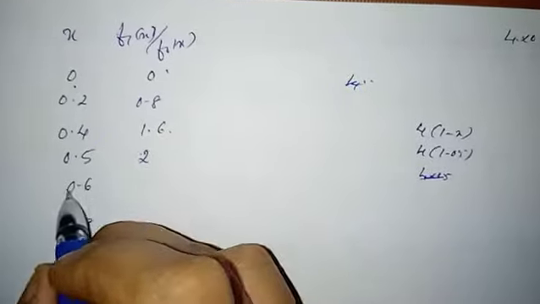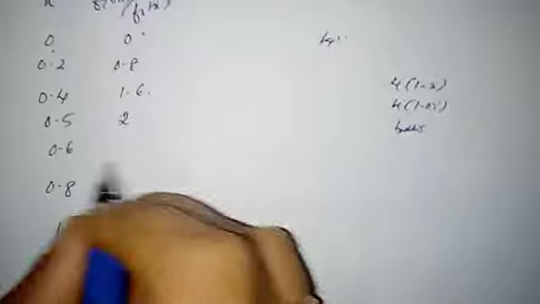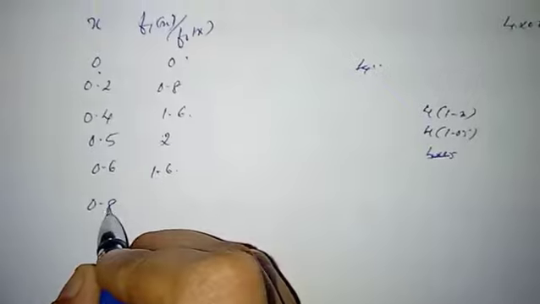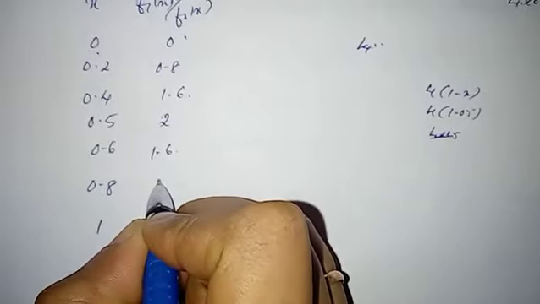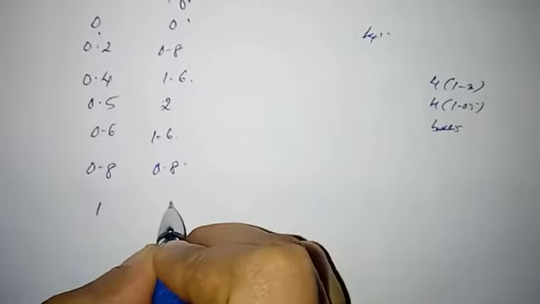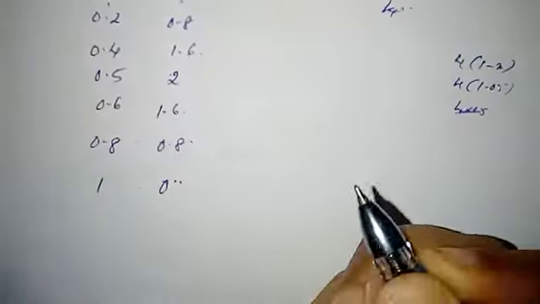Then if x takes the value 0.6, then here also we have to substitute 0.6, right? That is 1.6 here. For x equal to 0.8, then the value is 0.8. Then for 1, the value is 4 into 1 minus 1, 0, right? Then we will draw the graph by using these values. Okay, we'll draw the graph.